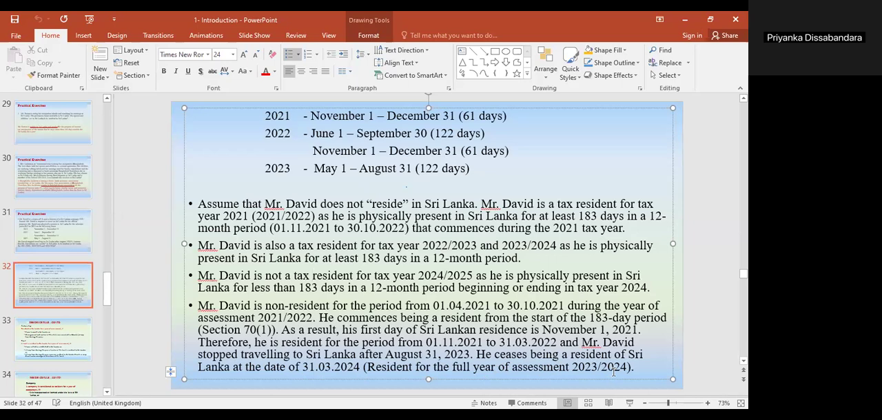දැන් මෙන්න මේ විදිහට තමයි අපි residency එක බලන්නේ. So we have to consider a 12-month period. During that 12-month period, we have to consider whether that person stayed in Sri Lanka or not. If he stayed in Sri Lanka for 183 days, then we can consider that person a resident person in Sri Lanka.